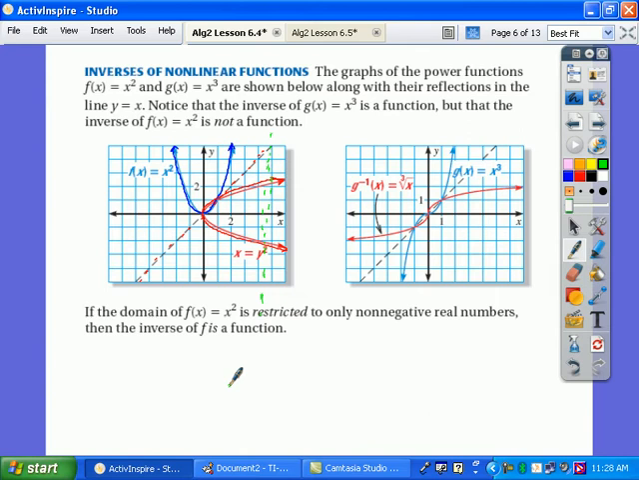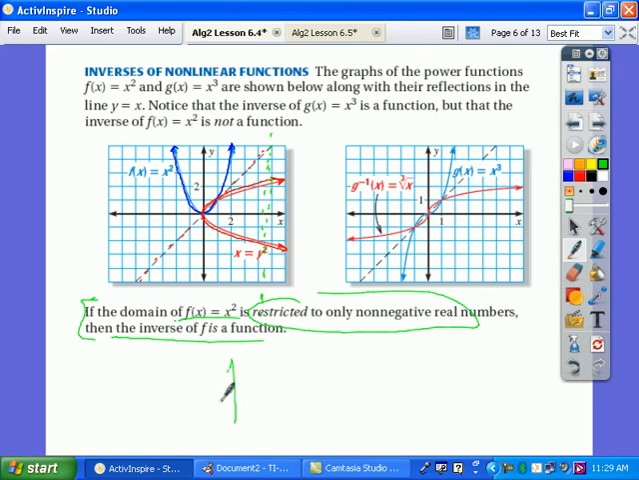And so we have to get a little bit creative. And so here is how we do that. There's a little note down here. If the domain of f of x equals x squared is restricted to only non-negative real numbers, basically positive numbers or 0, if the domain is restricted, then the inverse is a function. Okay, so this is the way we get around this.